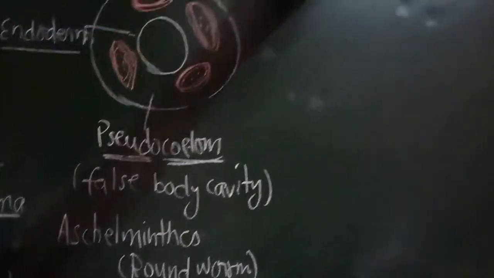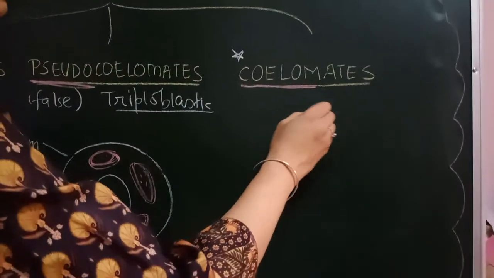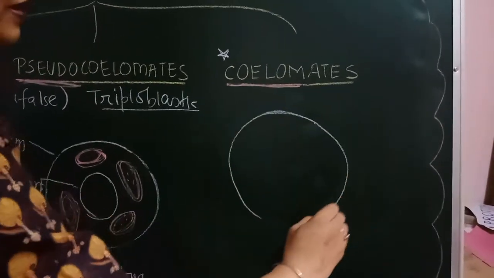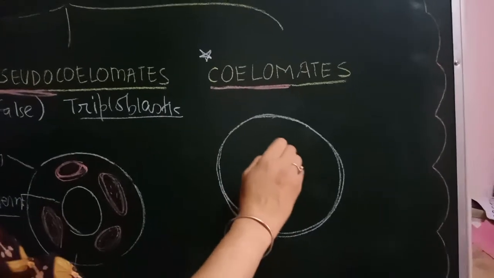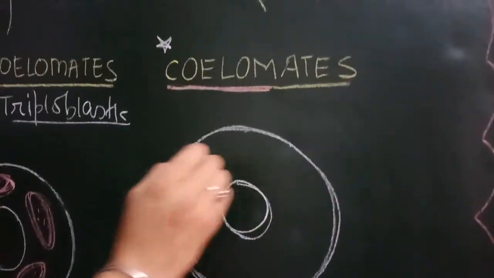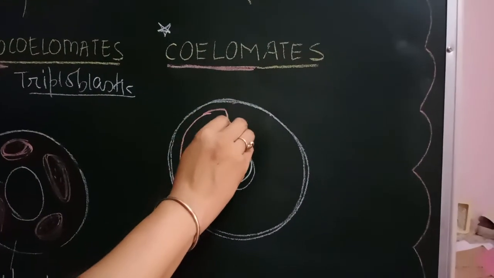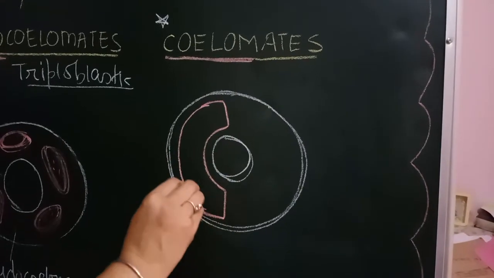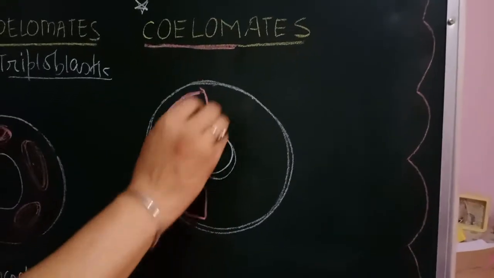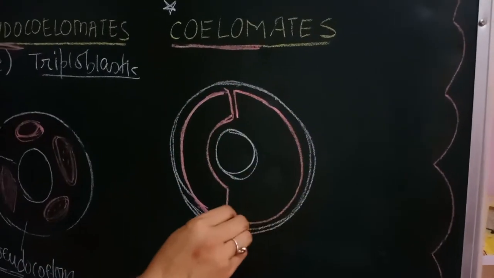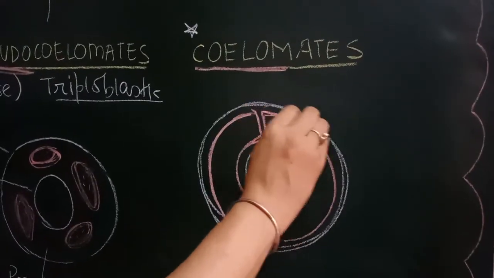The last group is the most important one, that is the coelomates. In coelomates, there is the outer layer, that is called again ectoderm, followed by the inner layer, that is called the endoderm, and in between them is present the mesodermal layer in a proper form. This is the mesodermal layer. It is present in this manner, and it is completely lying a body cavity.